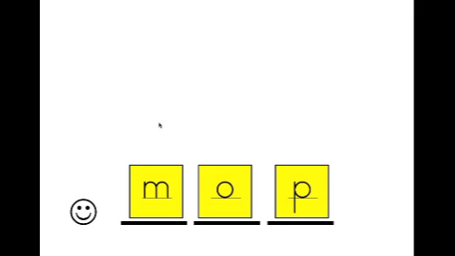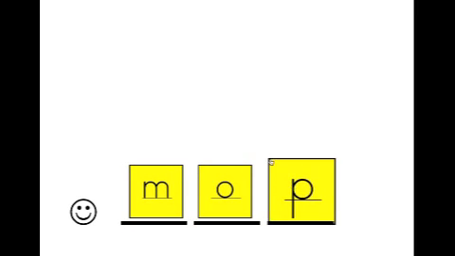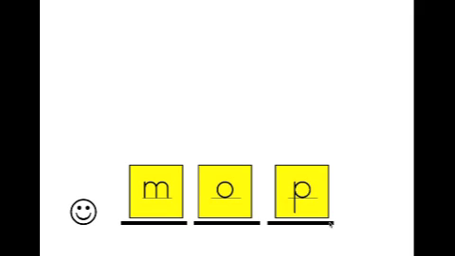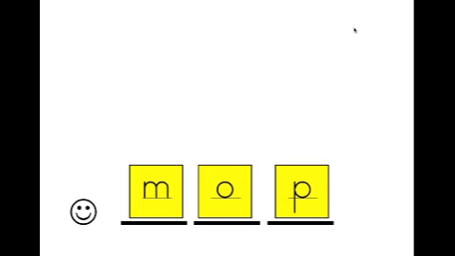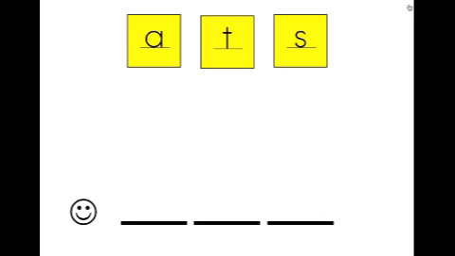Now we're going to tap and say. My turn. Listen. /m/, /ah/, /p/, mop. Your turn, says the child. /m/, /ah/, /p/, mop. Great job. Hey, I think we can try another one. The next word puzzle word is sat. I sat down in a chair. Please say sat. The student repeats the word.